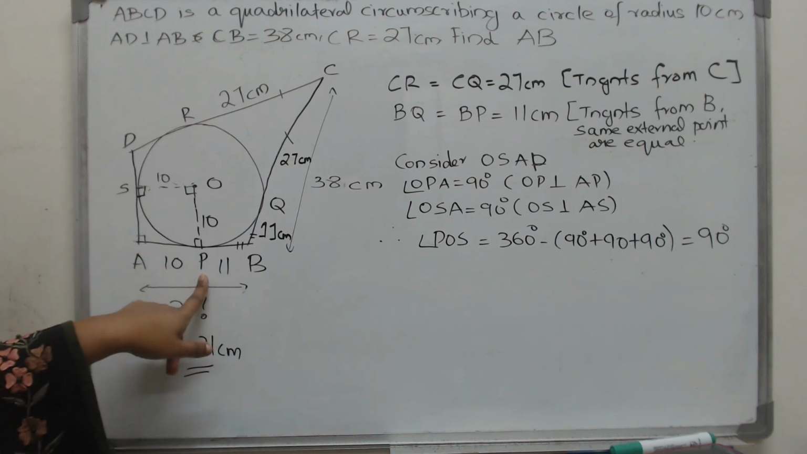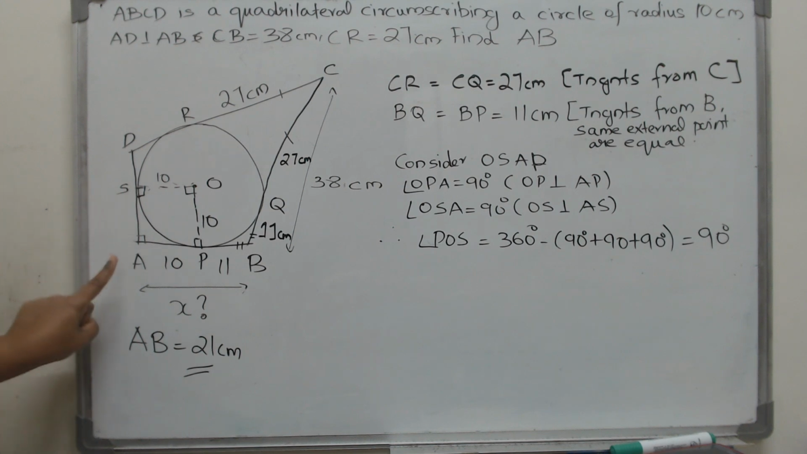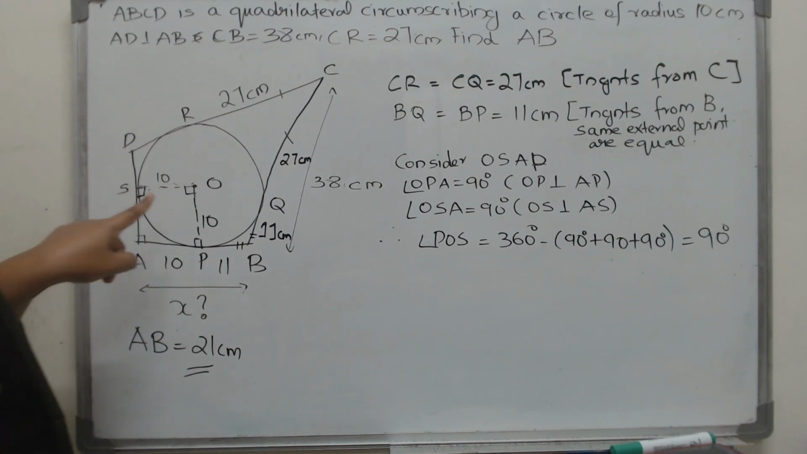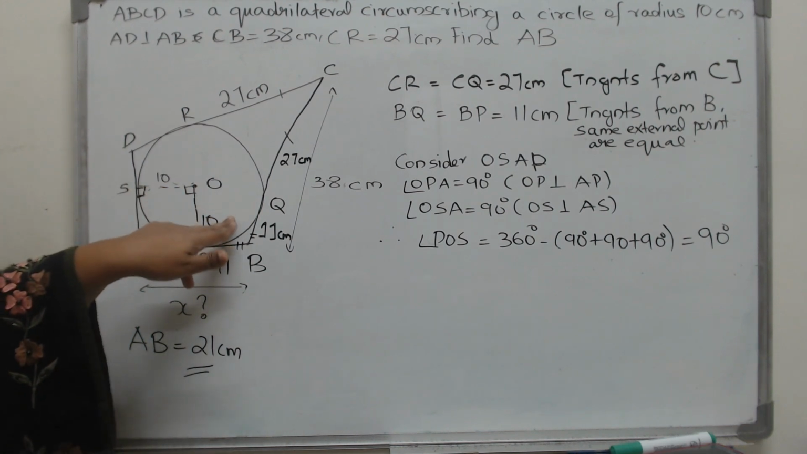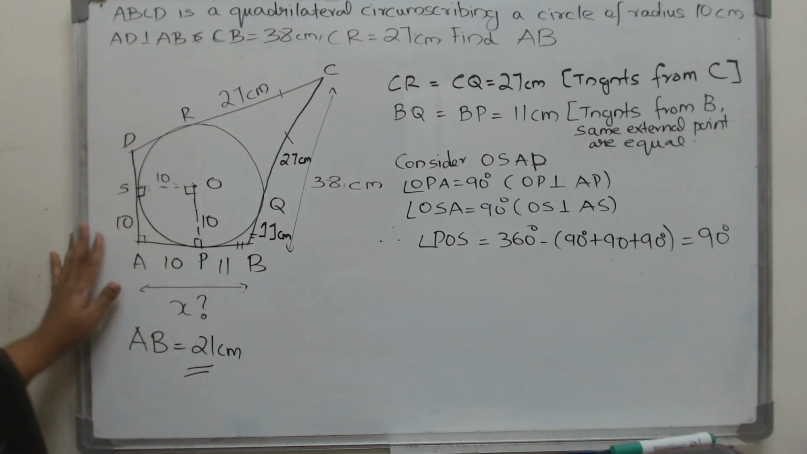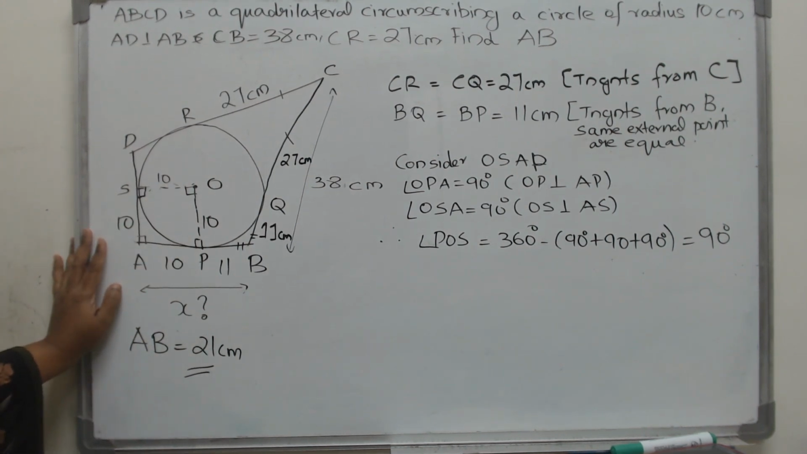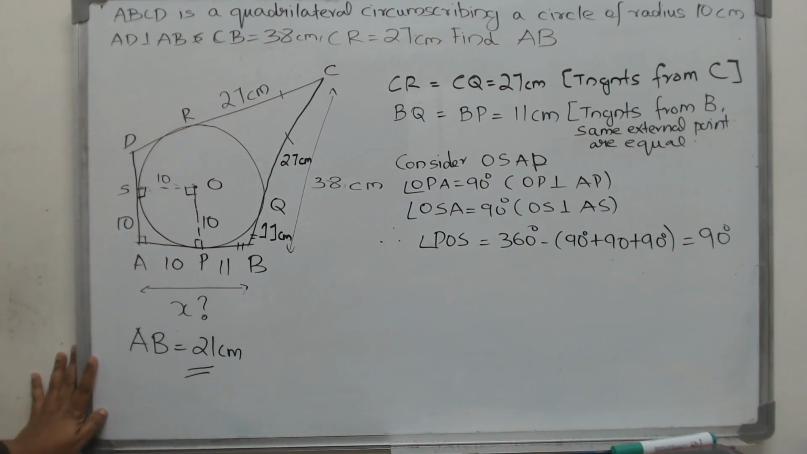AP is what? A tangent, but AS is also a tangent from the same external point to the same circle, right? So that means if this is 10, this will be 10. All four of them are 10. So what we have got is not just a rectangle, it is much more than that. It is a square.